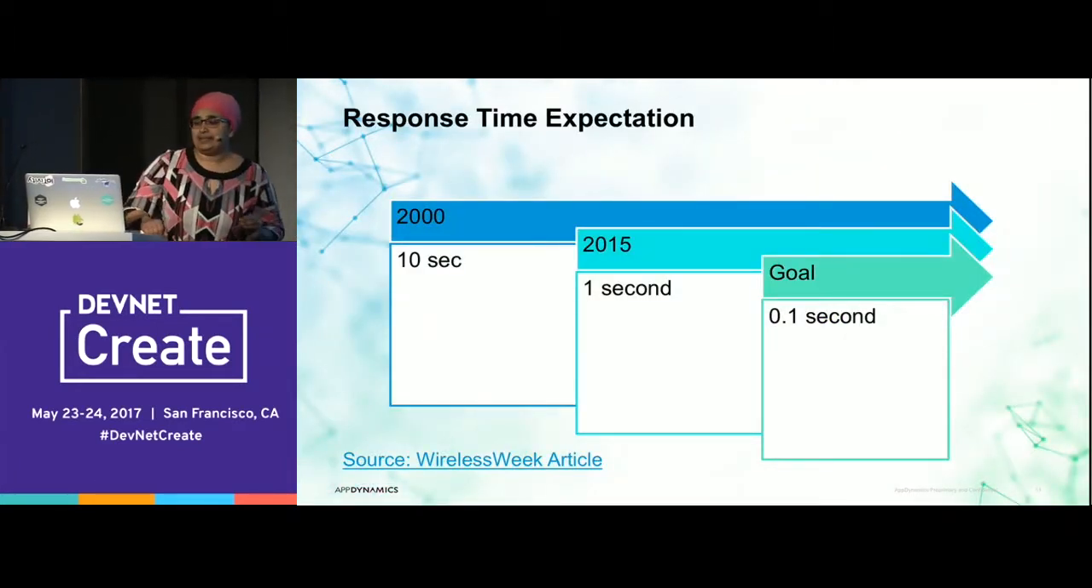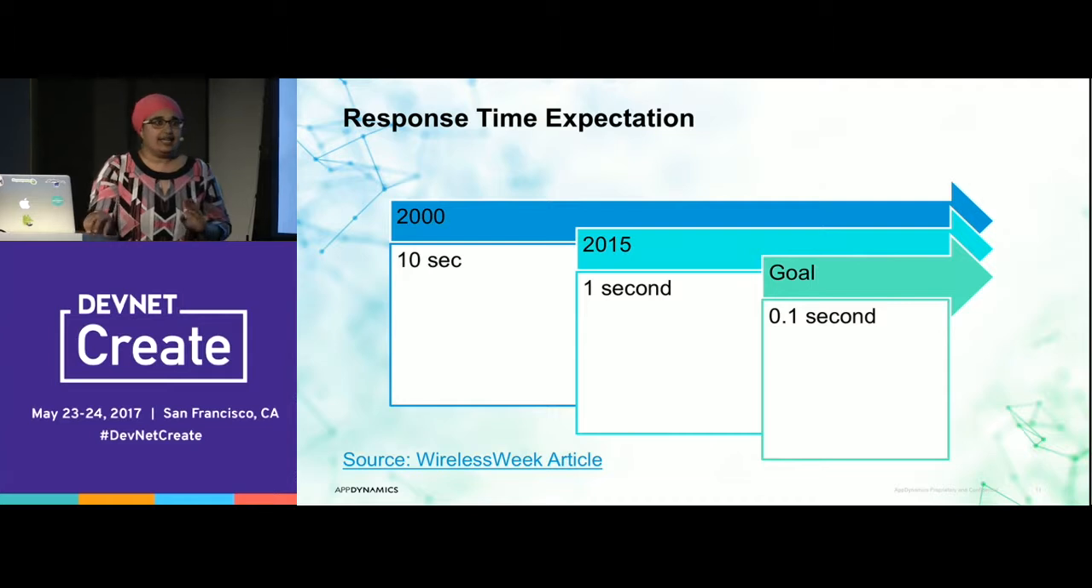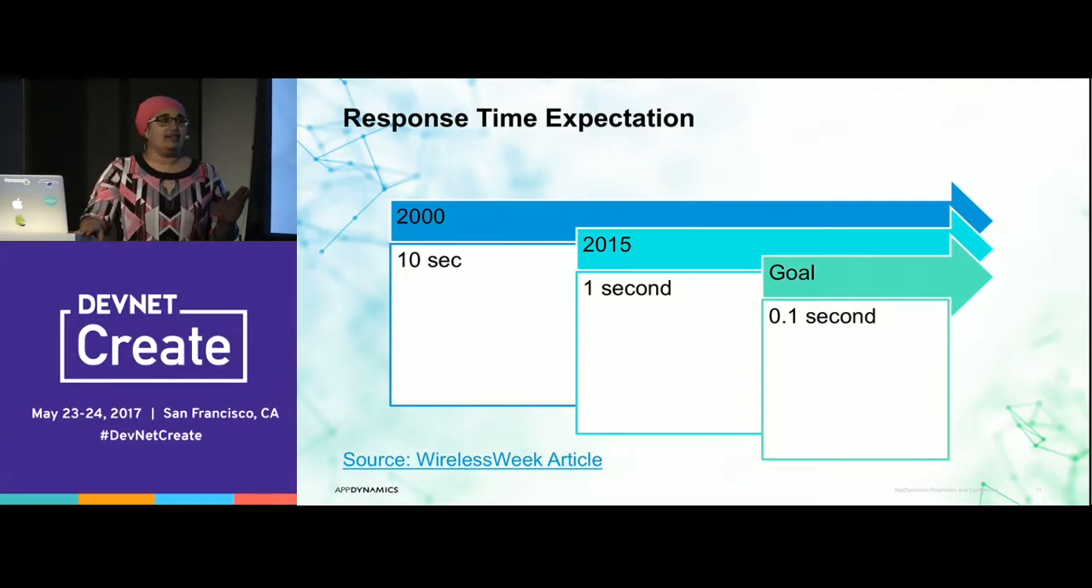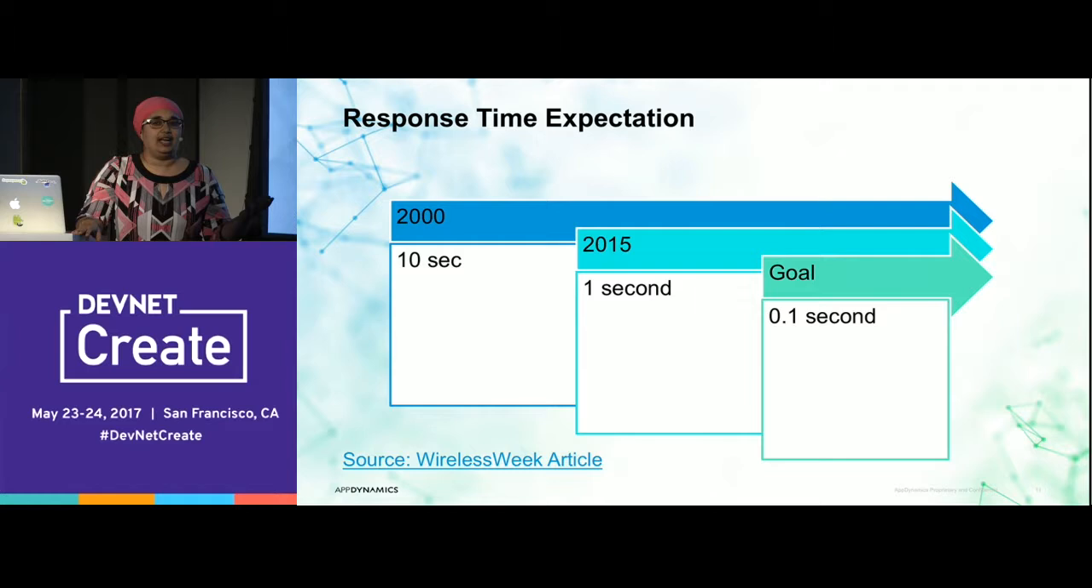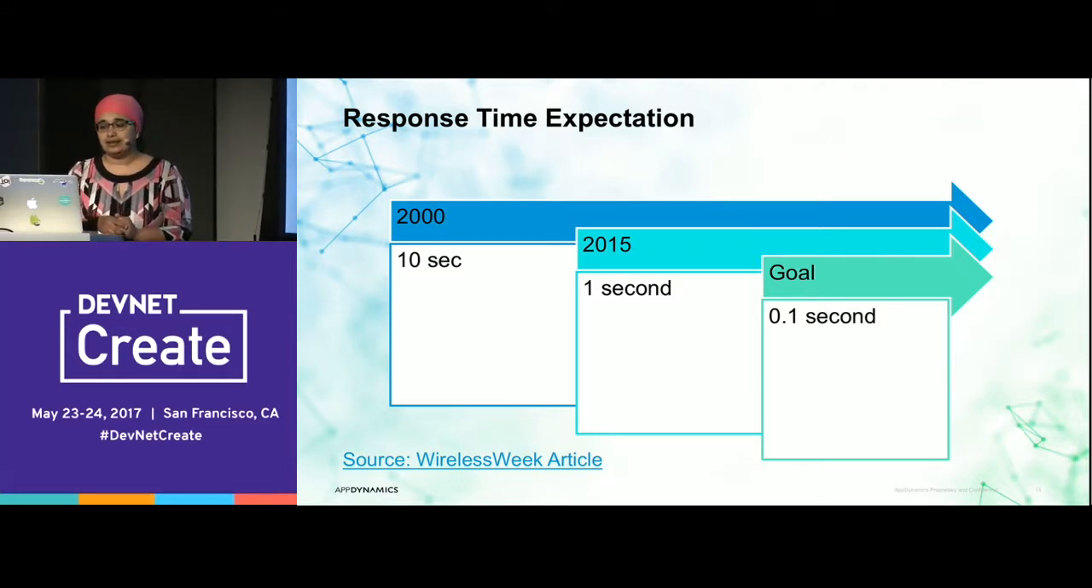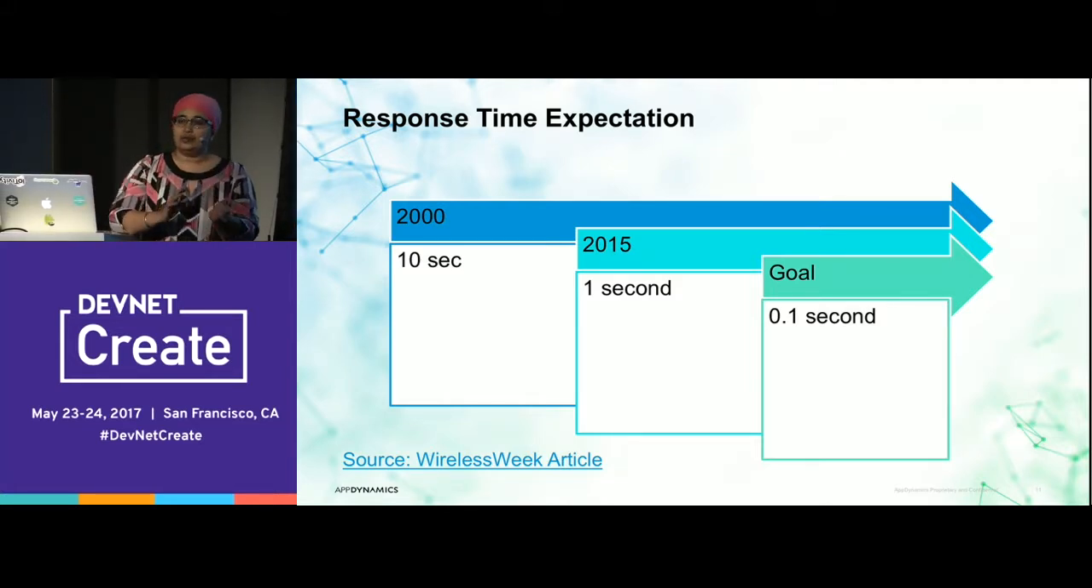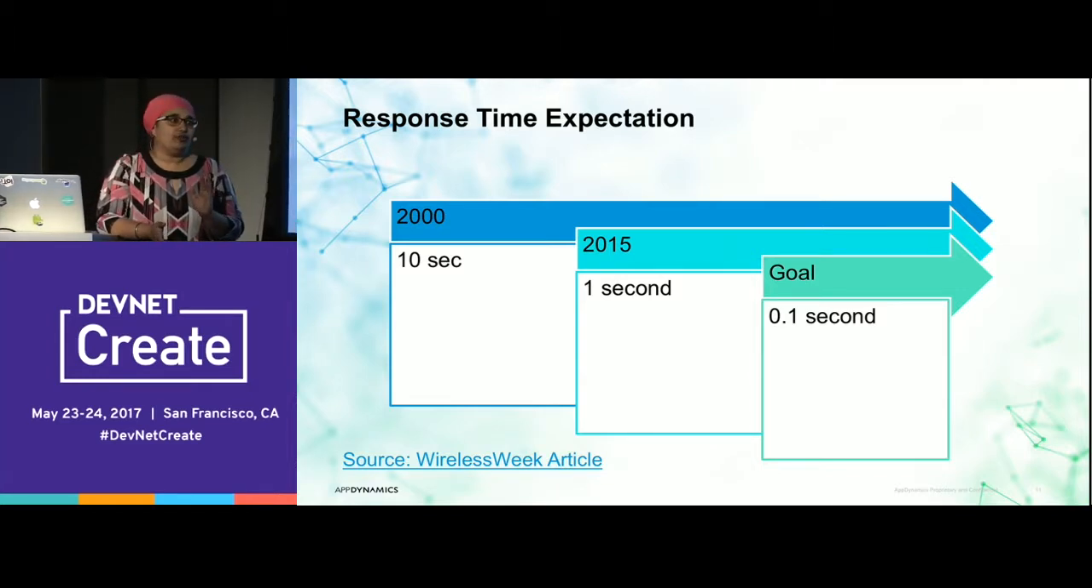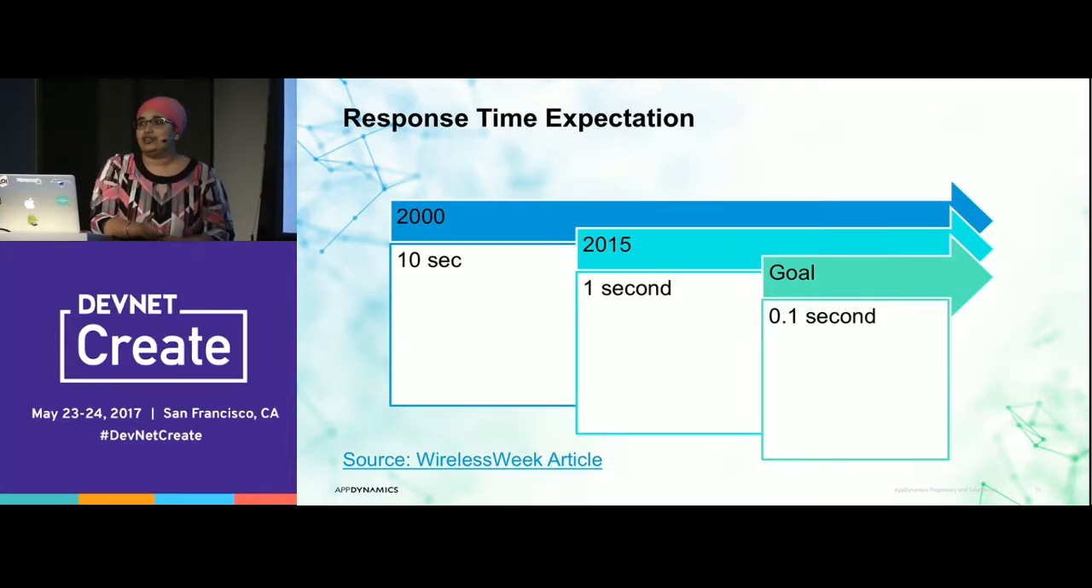So, response time expectation. At the turn of the century, 10 seconds was very normal. We all have lived through that, where we just load a browser page, wait for the initial Amazon book catalog to come up, and then you put something in the shopping cart. Around 2009, when mobile smartphones came into the market, with our first Android and iOS, the response time expectation was 1 second. At 1 second, the typical user feels there is a slight delay, but you're still in control.